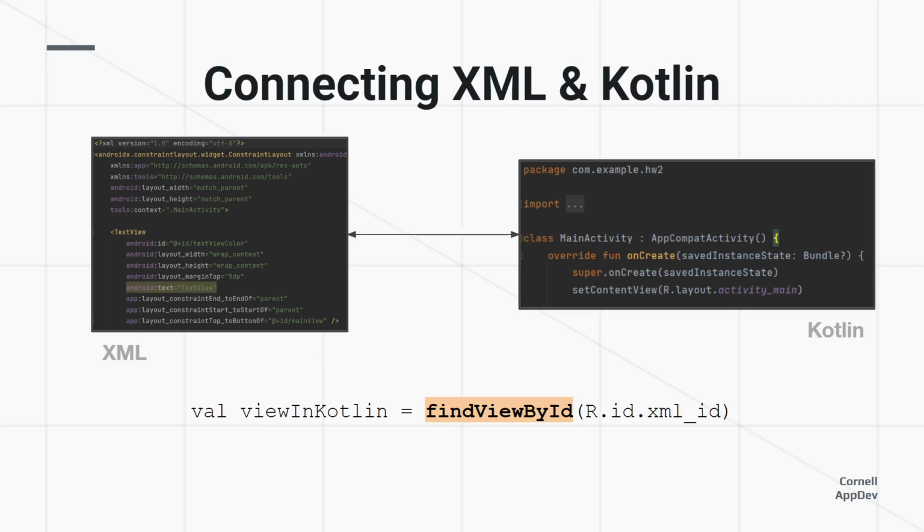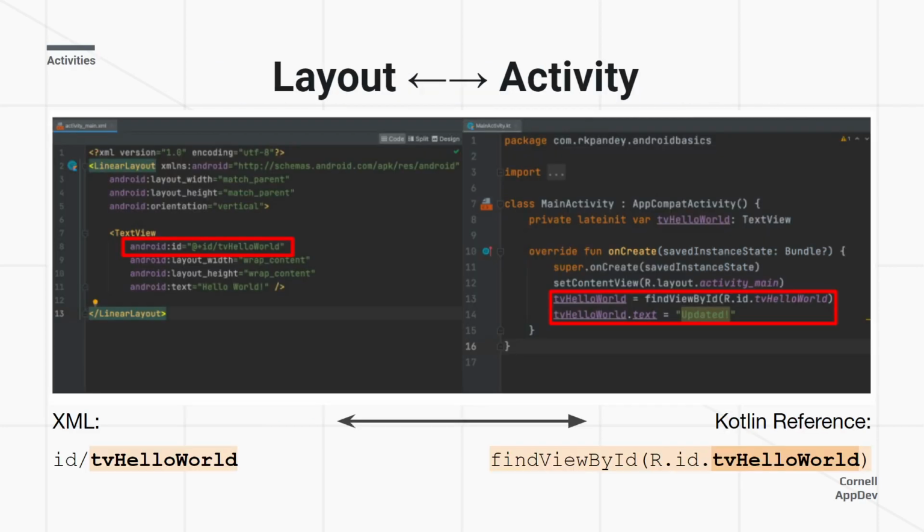And so if you do find view by ID and do R.id dot and then the ID that your view has in your layout, then you will be able to get that view and actually perform tasks on it. So again, find view by ID is the way that you will be interacting between layouts and activities.